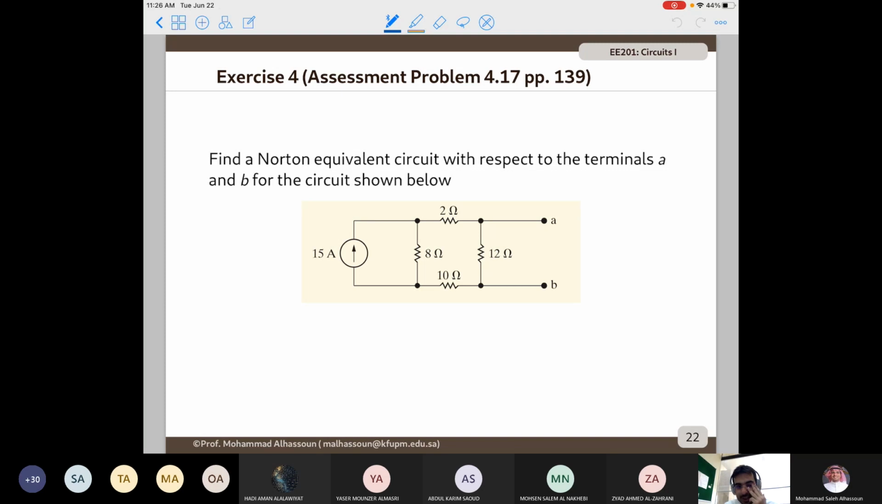So maybe this circuit looks compact when we see it here. But if we want to solve it, maybe we need to do a little bit of redrawing. So let me redraw the circuit.